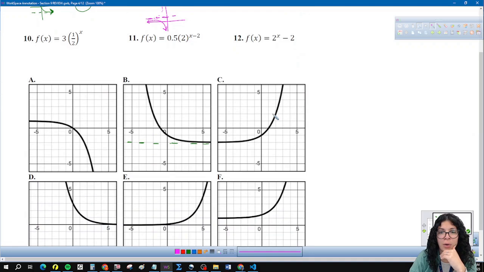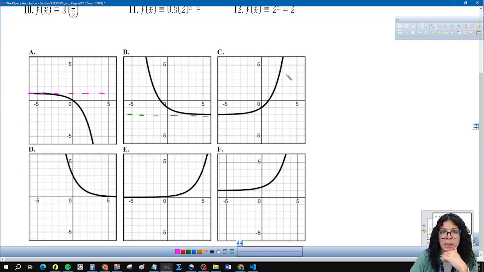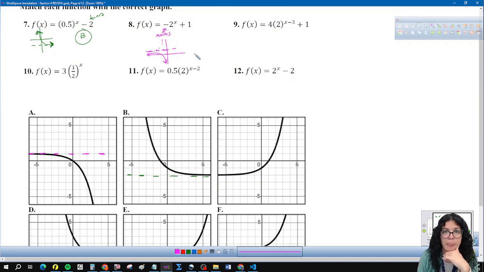So if we look at all of the options, the only one that matches that general shape would be A. Notice that it has that shape flipped over the x-axis, and the horizontal asymptote is at y equals 1. So the number 8 is A.